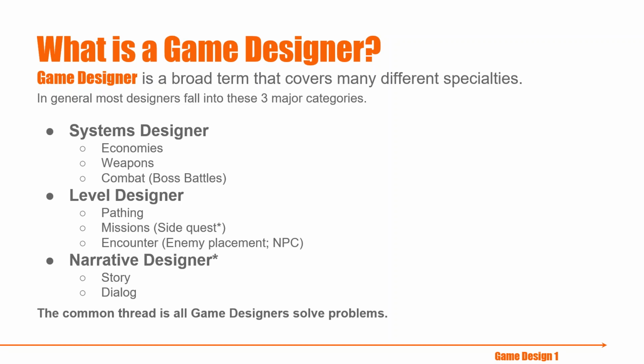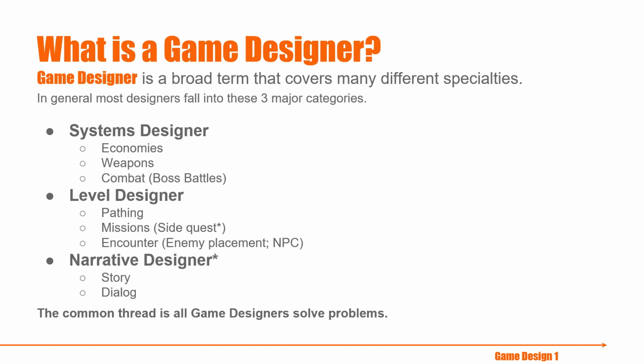Under systems designers, some examples are economy designers, weapon designers, and combat designers. Under level designers, you have pathing designers, mission designers, and some encounter designers. Under narrative, you usually have story and dialogue.